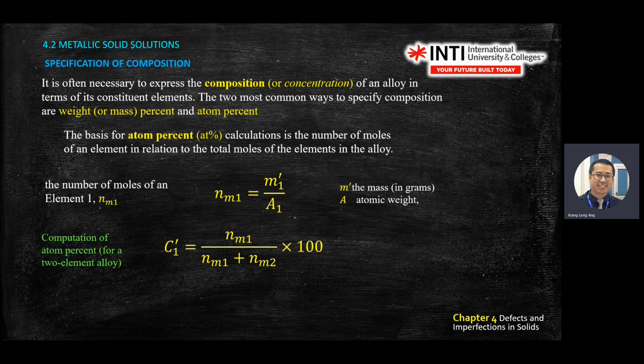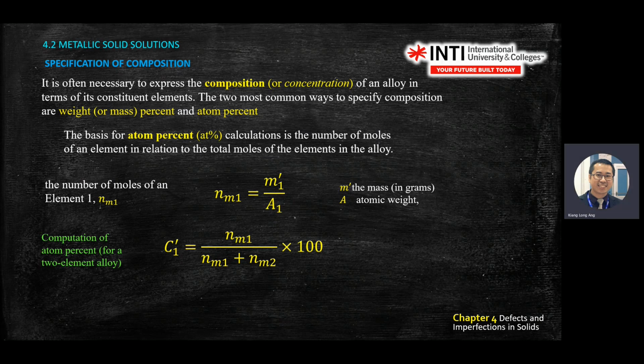Okay, and the equations are used to differentiate the mass percent and the atom percent. For mass percent I use C, for atom percent I use C prime. What is important that you learn is that for mass percent you use weight, how many kilogram, how many gram. But when it comes to atom percent, you calculate mole. Okay, how many mole you have.